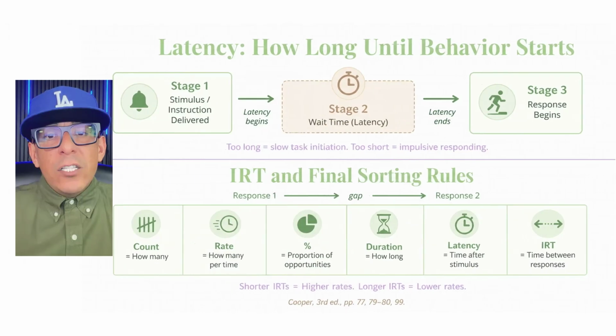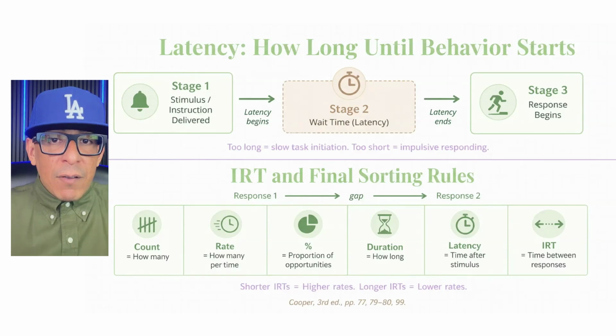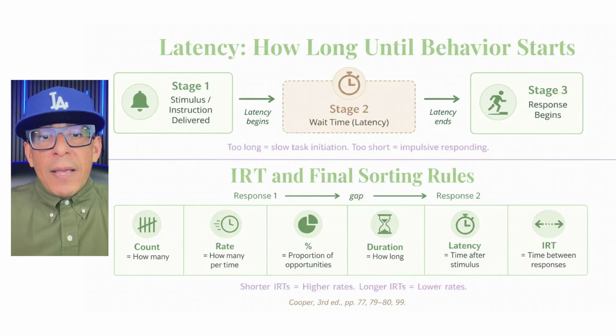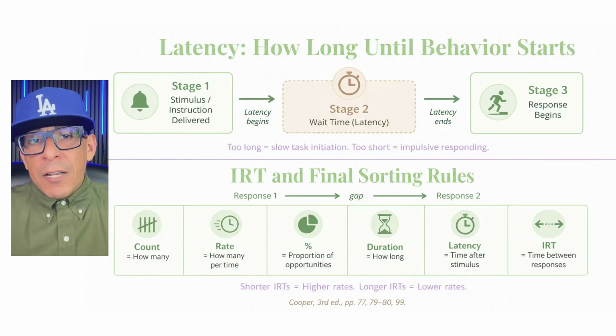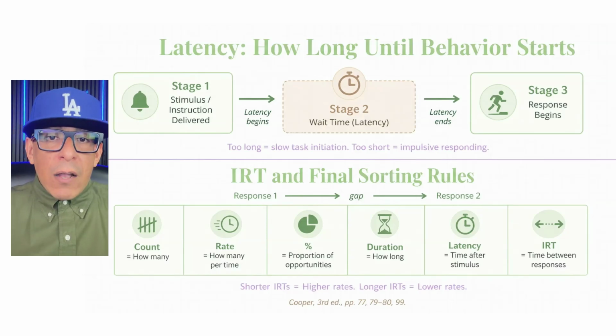choose latency. Interresponse time, or IRT, is the amount of time that elapses between two consecutive instances of a behavior. IRT is a measure of temporal locus because it identifies when a response occurs with respect to the previous response. Although IRT directly measures temporal locus, it is functionally related to rate of response. Shorter IRTs coexist with higher rates of response, and longer IRTs occur with lower response rates.